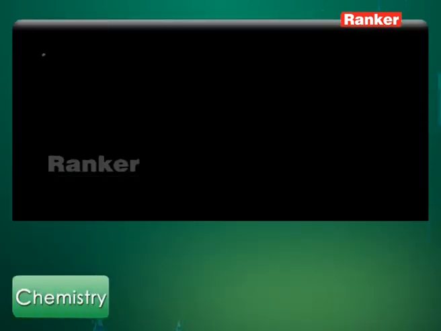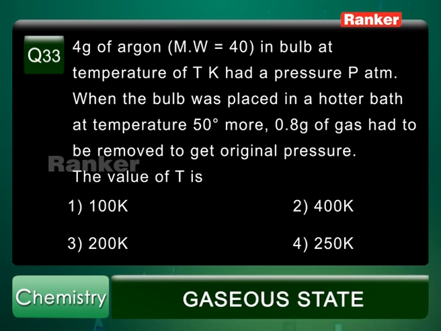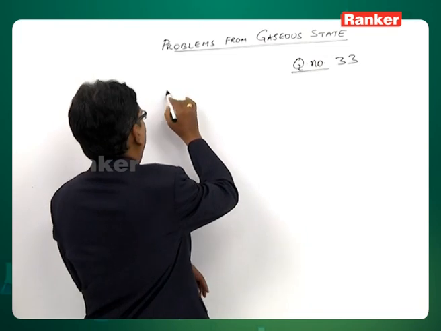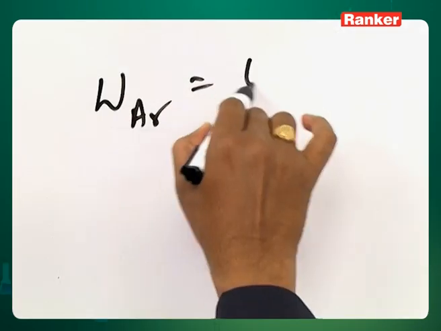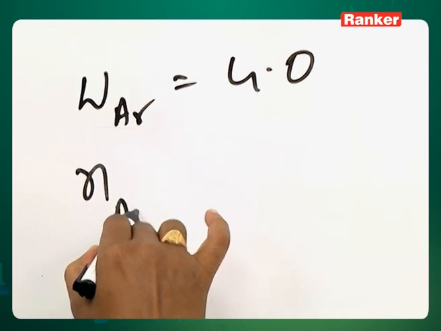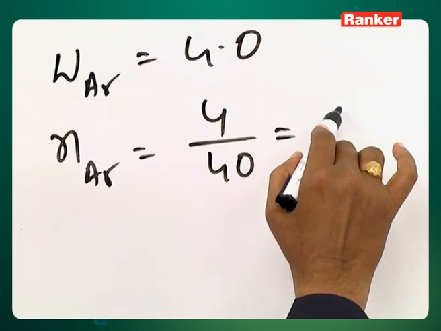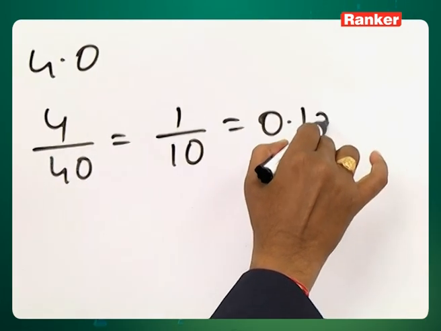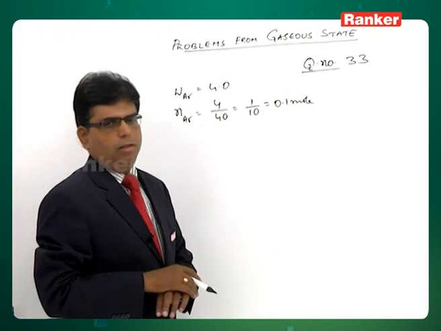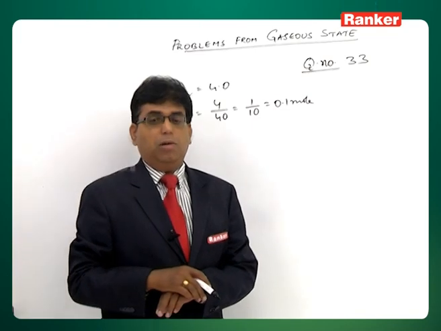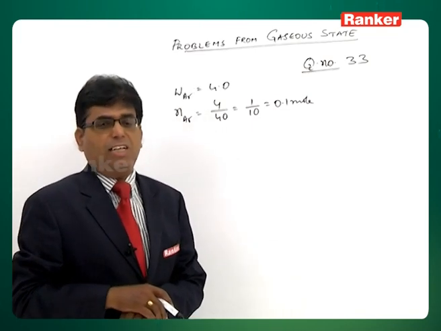Now, question number 33. This is a question on different conditions at which the gases have been kept. 4 grams of argon, molecular weight 40. The weight of argon gas is 4 grams. Therefore, the number of moles of argon is 4 by 40, the atomic weight of argon. So, it is 1 by 10, that is 0.1 mole, right. It is kept at a temperature of T Kelvin and a pressure of P atmosphere. The bulb is then placed in a hotter bath at a temperature of 50 degrees more.